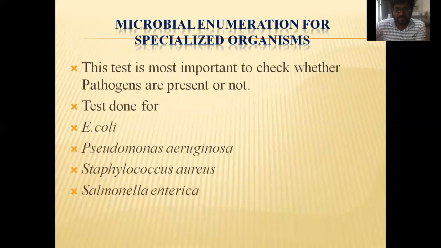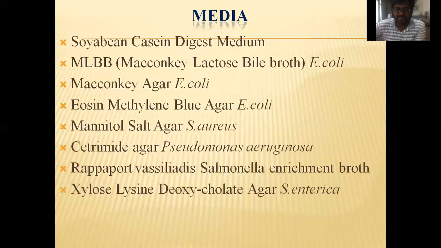Second method, the most important method, is microbial enumeration for specified or pathogenic organisms. This test is most important to check whether pathogens are present or not. This is done for four organisms: Escherichia coli, Pseudomonas aeruginosa, Staphylococcus aureus, and Salmonella enterica. E. coli and Salmonella enterica are coliforms, while Pseudomonas is gram-negative and Staphylococcus aureus is gram-positive cocci.